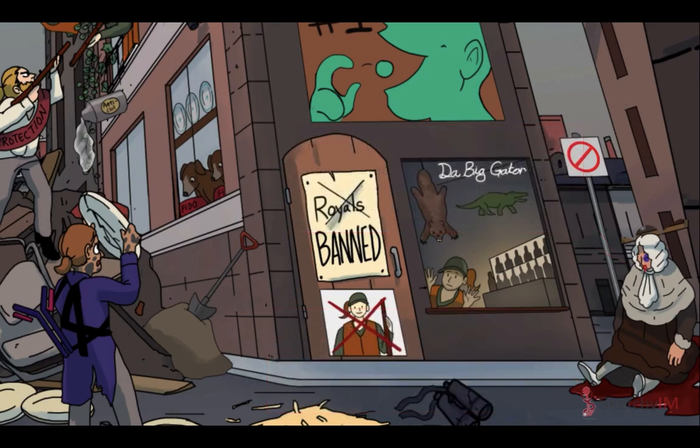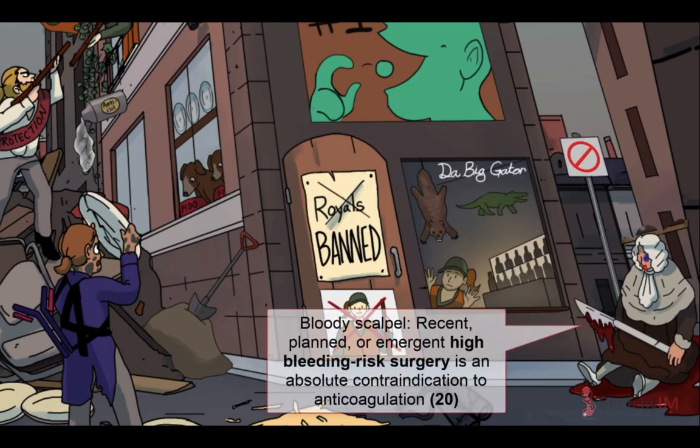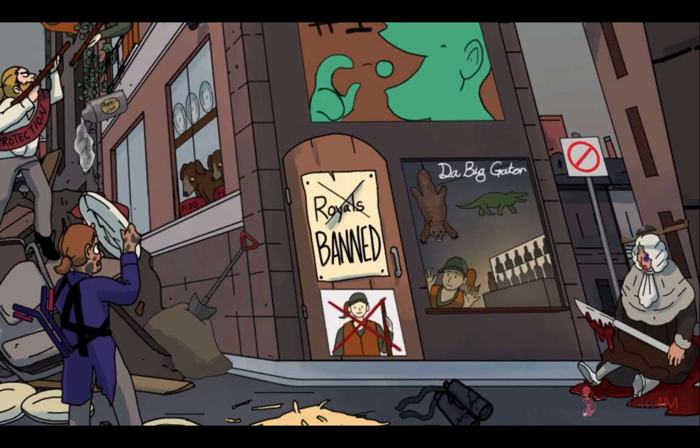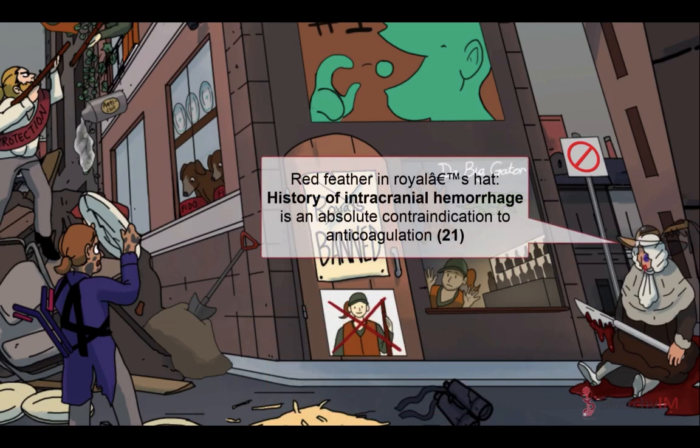anticoagulation. If your patient has recently had or is expected to have surgery with a high risk of bleeding in the near future, they also shouldn't be anticoagulated. Hence the bloody surgery scalpel in his hands. Finally, anyone who has had intracranial hemorrhage, represented by the big red feather in the royal's cap, at any point should not be given medications that will increase their risk of a brain bleed.